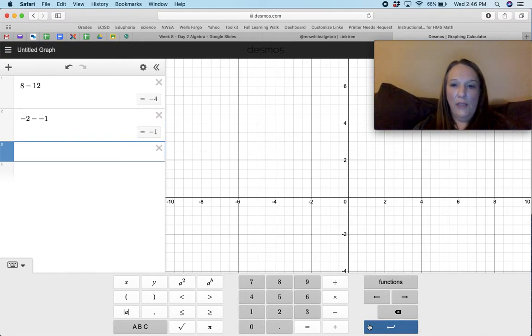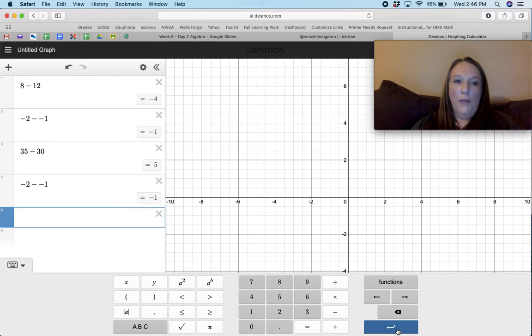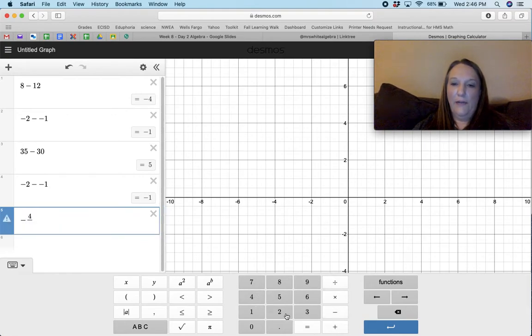The other calculations were 35 minus 30. Hopefully we know that one. And then this is from number 2. And then again with the -2 minus the -1 and hitting the return. Other things are when you got, say on number 1, you got -4 over -1. So let's do -4 divided by -1.